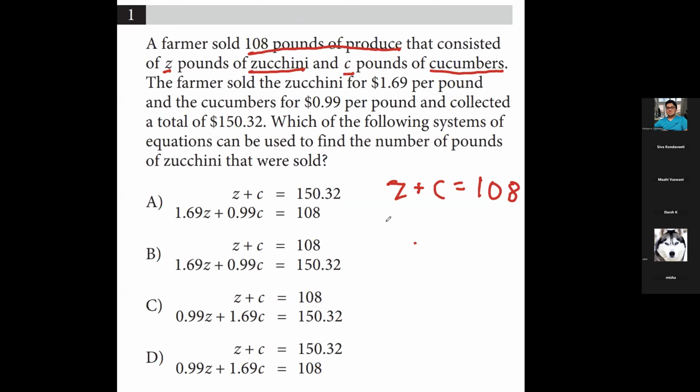So that means 1.69 Z plus 99 cents per pound for cucumbers, so 0.99 C, has to equal a total collection of $150.32. And these are our two equations. Z plus C equals 108, so it's not A. Z plus C equals 108, and 1.69 Z plus 0.99 C equals 150.32. So the correct answer is answer choice B.